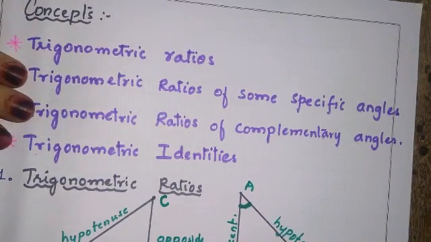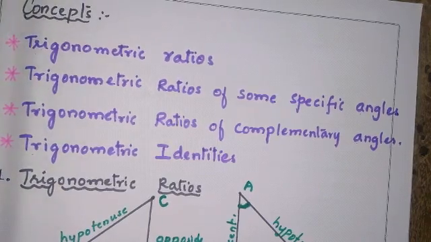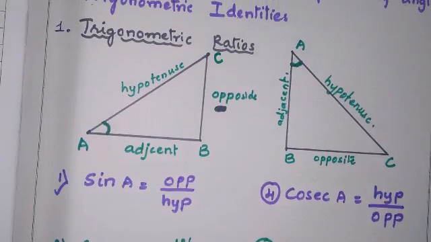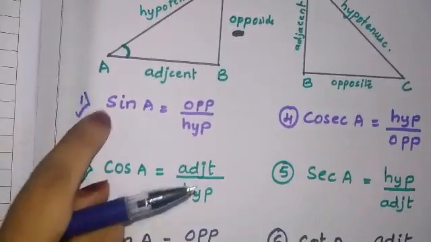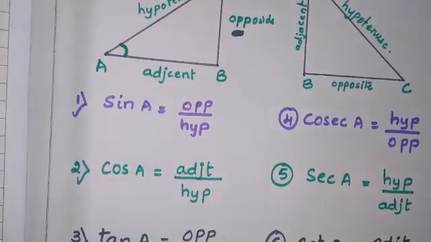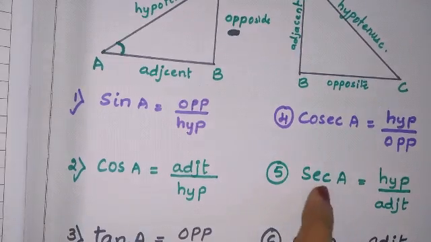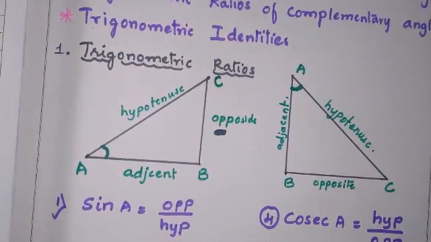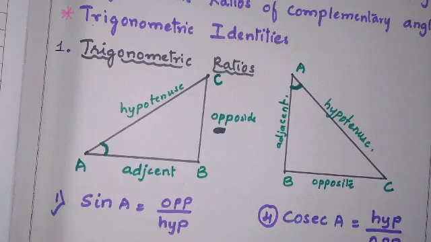So what are trigonometric ratios? The first topic is trigonometric ratios. So how will we find the trigonometric ratios? There are 6 trigonometric ratios: sine, cos, tan, cosec, sec and cot. Now let me show you how we will get this sine, cos and tan.